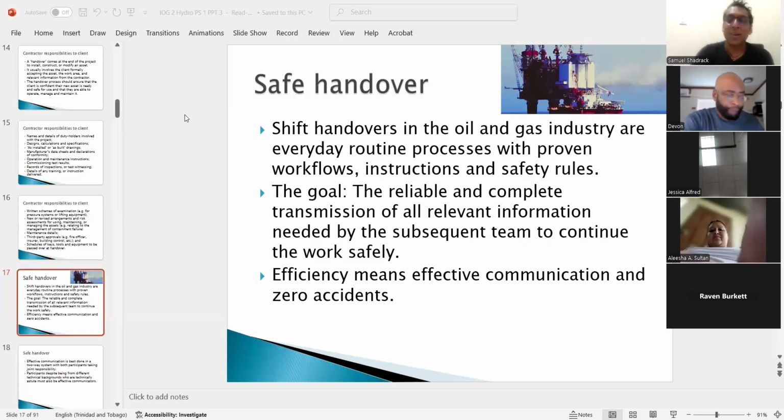So safe shift handover in the oil and gas industry. I think this is the second bullet point; remember we're doing 2.1, 2.2, 2.3 today, right? Safe shift handover in the oil and gas industry: everyday routine processes with proven workflows, instruction, and safety rules. The goal is the reliable and complete transmission of all relevant information needed by the subsequent team to continue to work safely. Efficiency means effective communication and zero accidents.